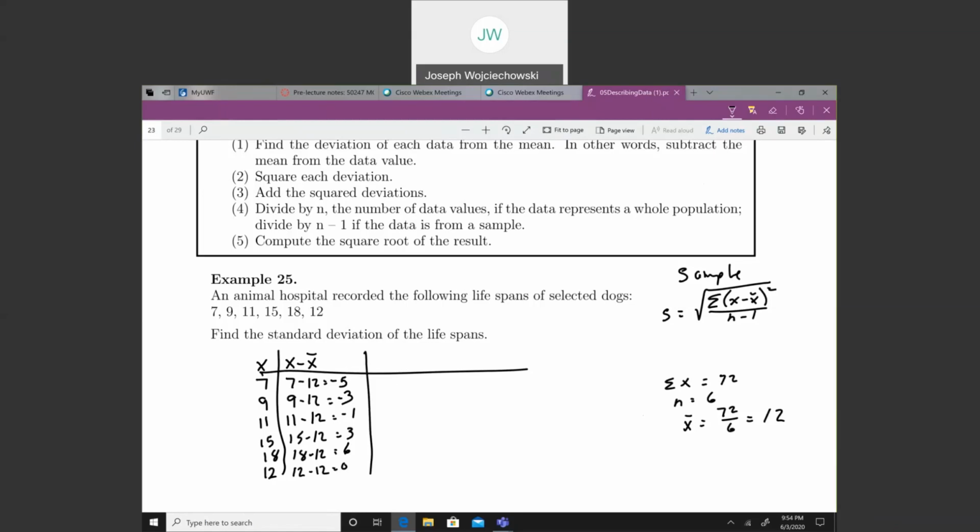Now it says square each deviation, so I'm looking for x minus x bar squared. Negative 5 squared is 25. Negative 3 squared is 9. Negative 1 squared is 1. 3 squared is 9, and 6 squared is 36. And 0 squared is 0. And I need the sum of that, so simply add those up. 25 plus 9 plus 1 plus 9 plus 36, and I get 80.